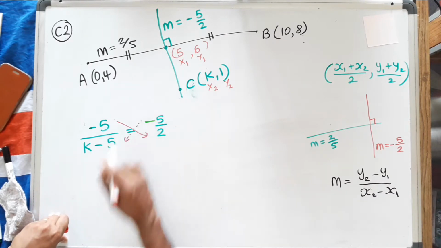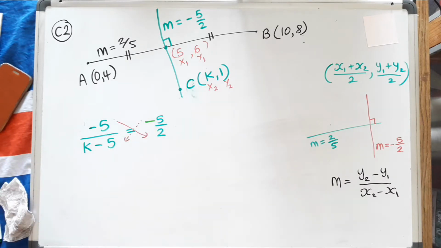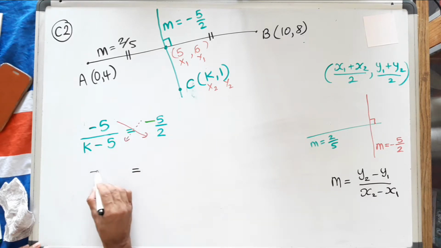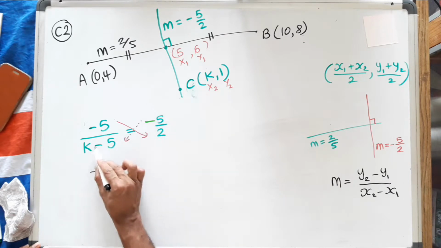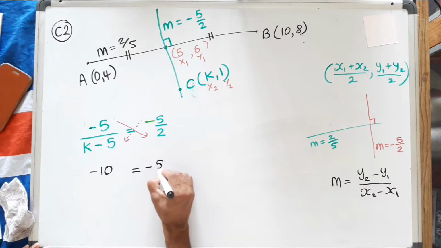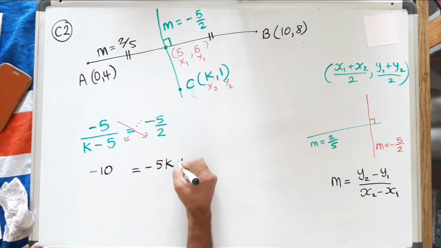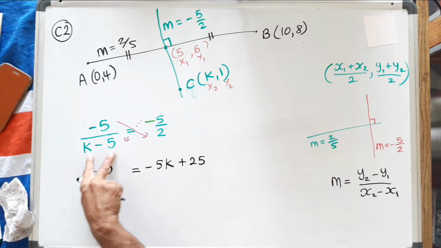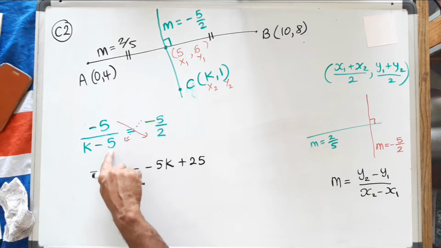Doesn't matter which diagonal I multiply first, but I always like to do this one first. Let's do some calculations here. Minus 5 by 2 is minus 10. You are multiplying both of them by minus 5. K by minus 5 is minus 5k, and minus 5 by minus 5 is positive 25. Don't forget to multiply both of them by minus 5. Students have the habit of multiplying only one of them.